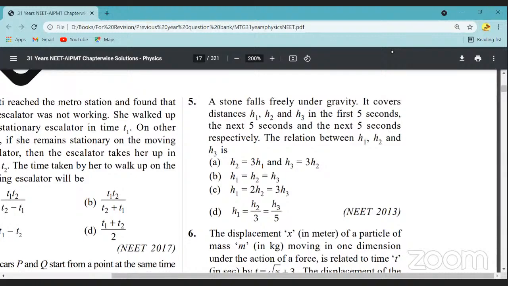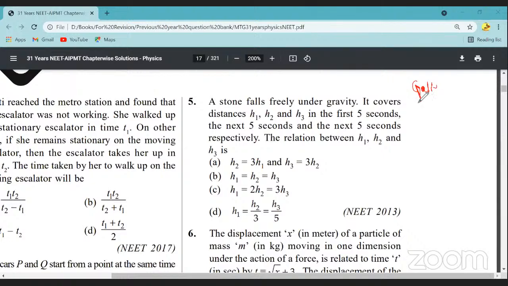So this I had solved in class, if you remember. A stone falls freely under gravity. It covers distances h1, h2, h3 in the first 5 seconds, the next 5 seconds, and the next 5 seconds. Then what is the relation between h1, h2, h3? Okay. Do you remember I had taught you about Galileo's ratio?